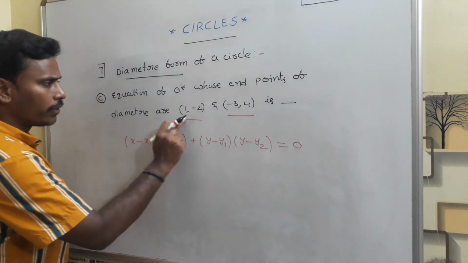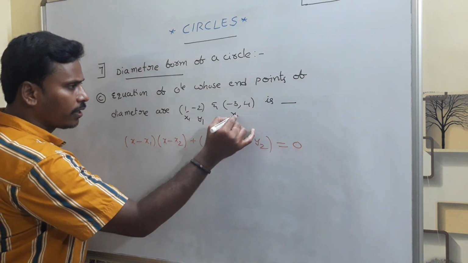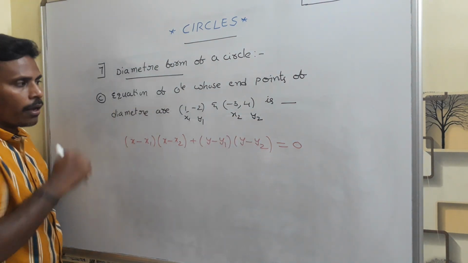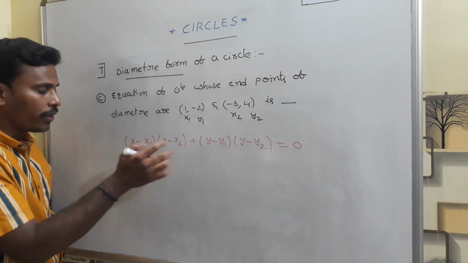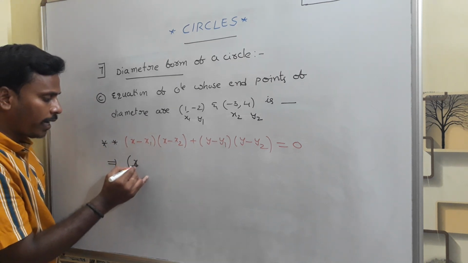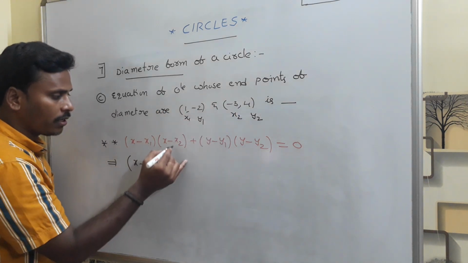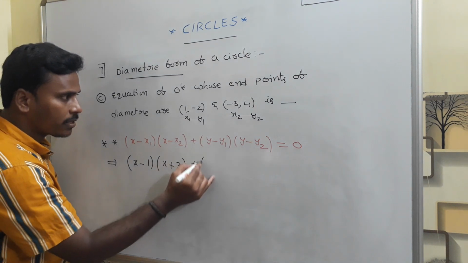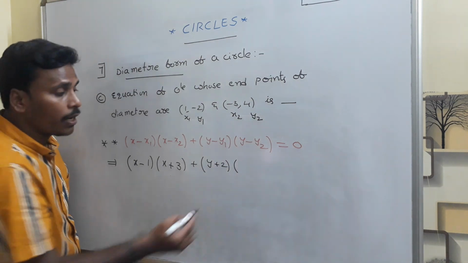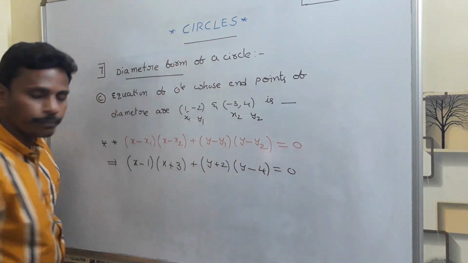Just take the coordinates 1 comma minus 2, mark it as x1 y1, and this minus 3 comma 4, take it as x2 y2, and just plug in these x1 y1 x2 y2 in this diameter form of the circle. Then what you have: x minus x1 is x minus 1, into x minus x2 is x plus 3, plus y minus y1 is y plus 2, and y minus y2 is y minus 4, is equal to 0.